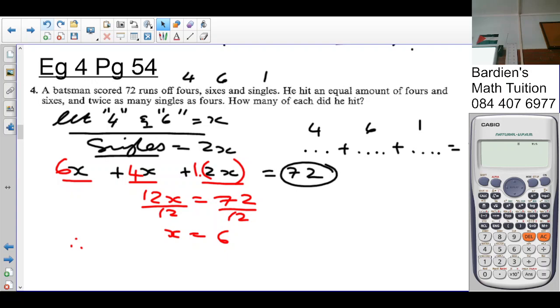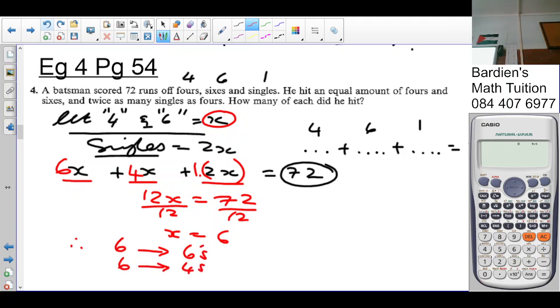So in other words, remember this, it's 6 sixes, 6 fours, and 2 times 1 was 2 times x. So 2 times 6 is 12, and 12 singles. Okay. You have x's and people that single now, no? Yeah. Right. Which is this?